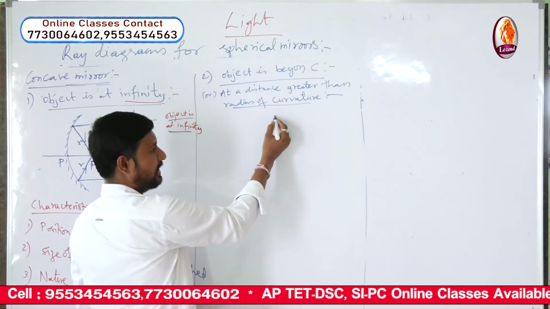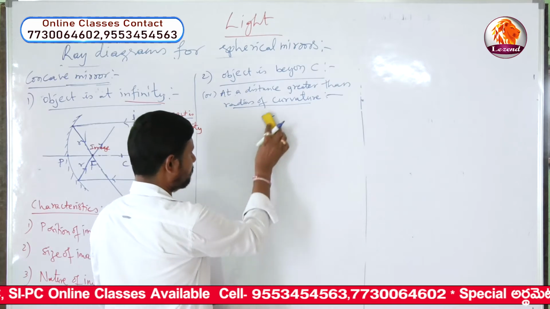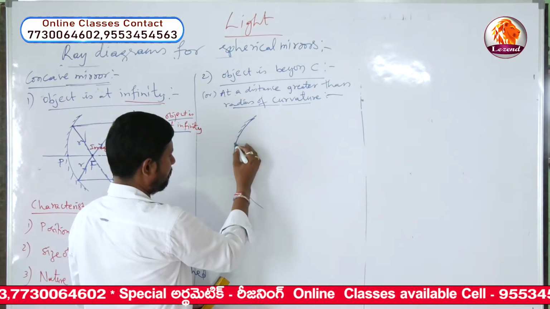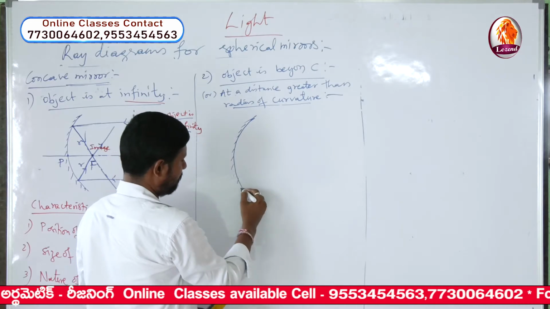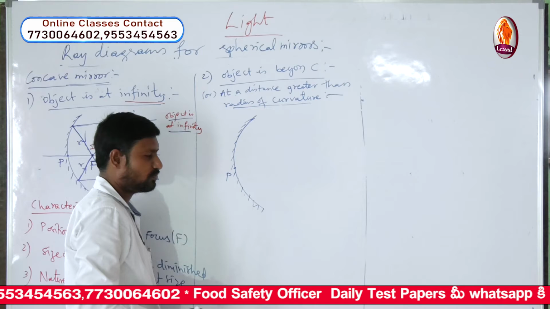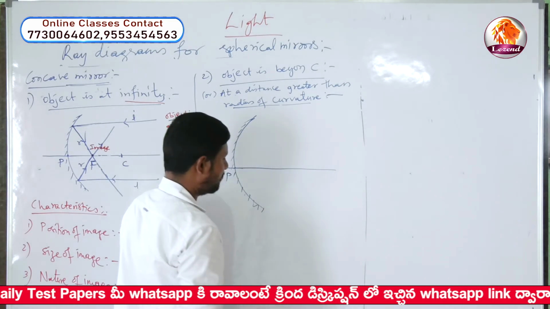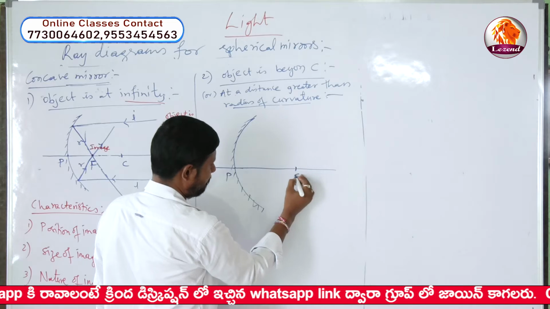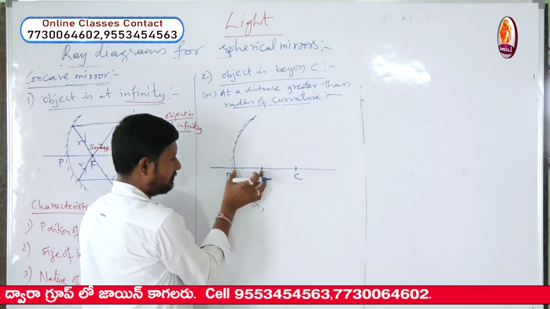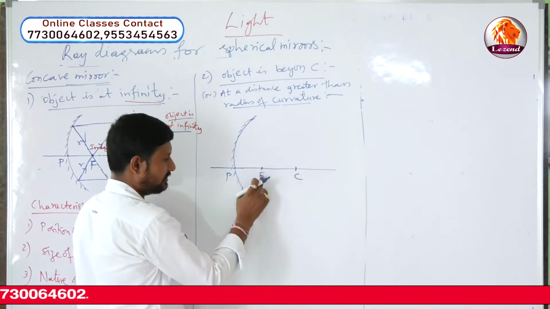So let us see the diagram for this now. A concave mirror, this is the pole I am considering, the midpoint of the mirror, principal axis, center of curvature, principal focus. From P to F and F to C must be the same because F is exactly the midpoint.